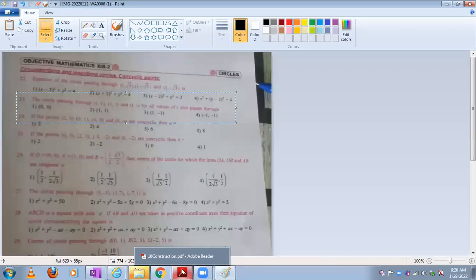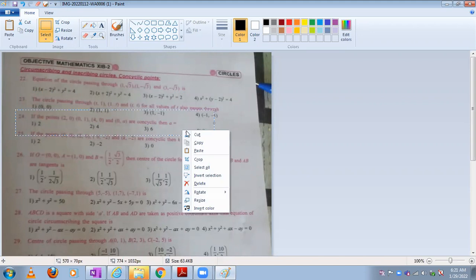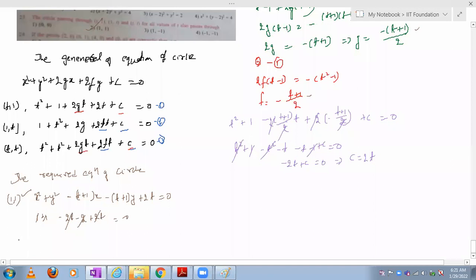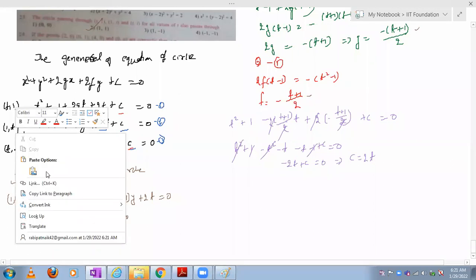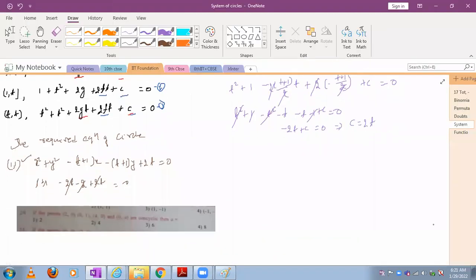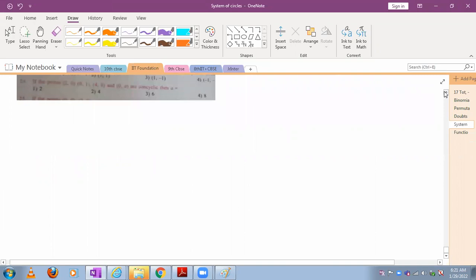If the 4 points are concyclic, he is saying, first with 3 points you have to get the circle. Then the fourth point, you have to substitute. So there you can get the value of A.